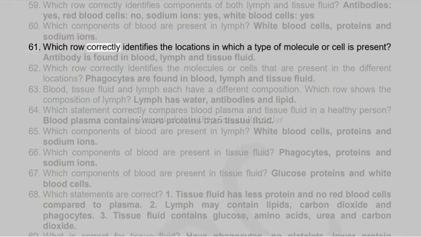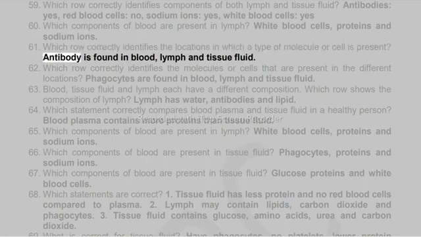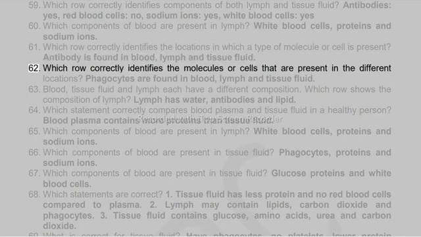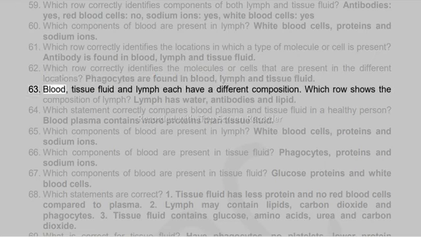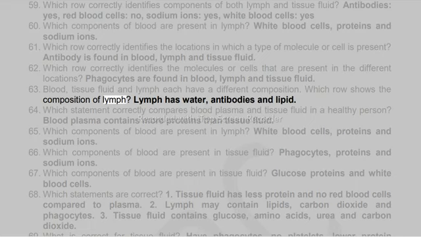61. Which row correctly identifies the locations in which a type of molecule or cell is present? Antibody is found in blood, lymph and tissue fluid. 62. Which row correctly identifies the molecules or cells that are present in the different locations? Phagocytes are found in blood, lymph and tissue fluid. 63. Blood, tissue fluid and lymph each have a different composition. Which row shows the composition of lymph?